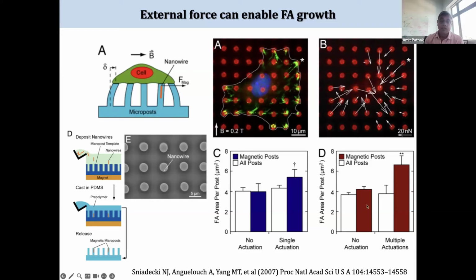Okay. This is focal adhesion area per post after multiple actuation. This was single actuation, this is multiple actuation. So if you keep doing it, there is a further added advantage. I don't remember exactly whether there is a threshold, if you do it 5 times versus 50 times, is there a difference? I don't remember that part. But that kind of shows the direct relationship that focal adhesions respond to forces, not just govern them.